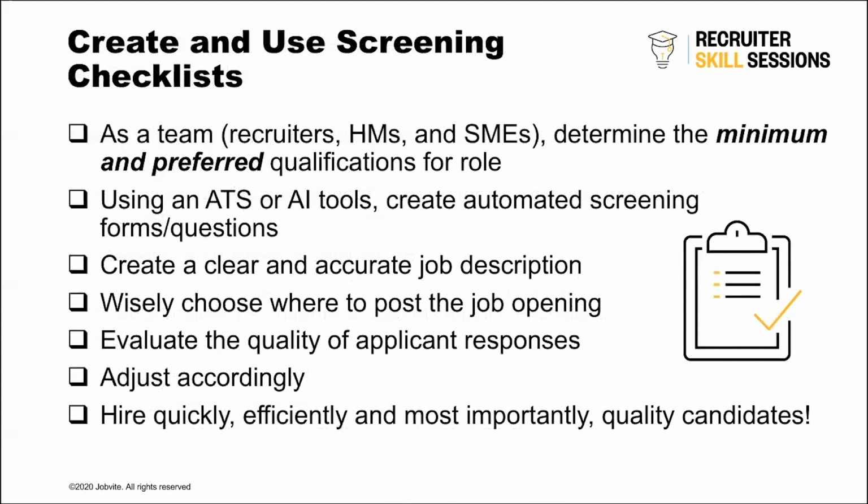Next, using an ATS or some other type of AI tool like video screening or texting can really help automate your process. When I was hired at Jobvite, I had to do a video screen, and that gave my hiring manager a chance to see not only how I answered the questions, but how I presented myself, which was a really key factor in what my job entails.